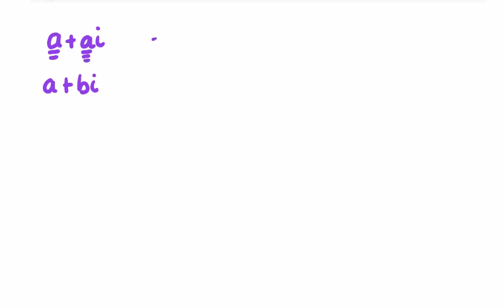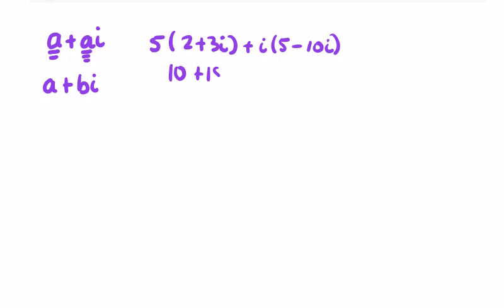So something along the lines of 5 times 2 plus 3i plus i times 5 minus 10i. So just multiply it out. 10 plus 15i plus 5i minus 10i squared. What are you going to write at the end of the arrow? Plus 10. Exactly. So you're going to get 10 and the plus 10 at the end.